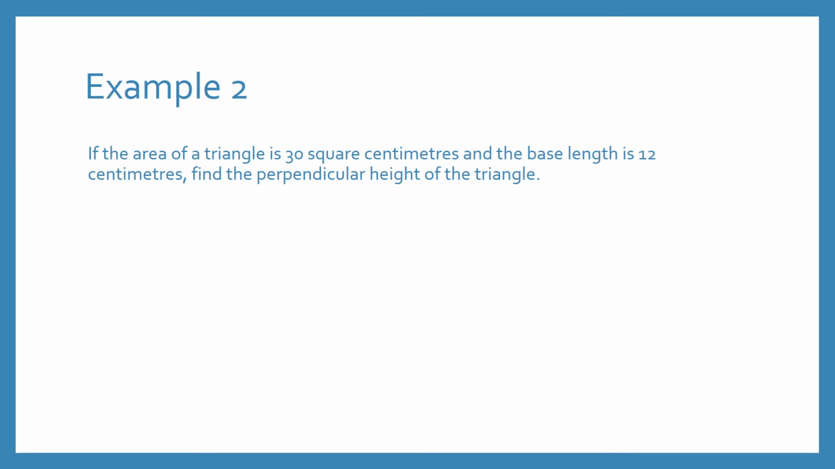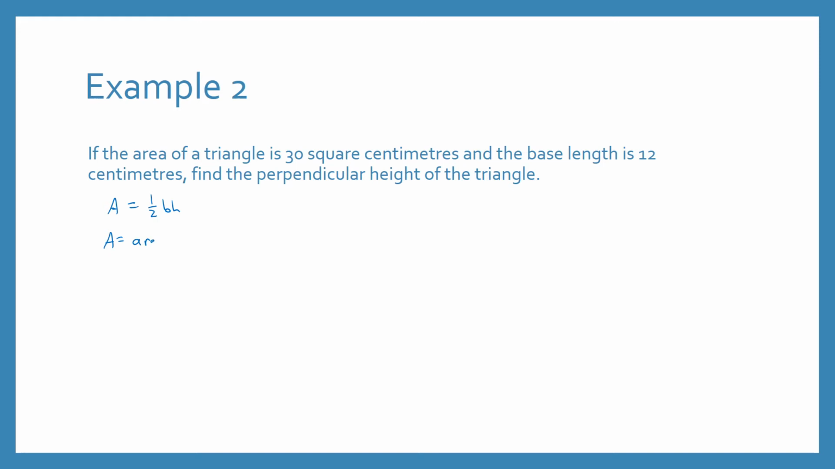Now this is our second question. It says, if the area of a triangle is 30 square centimeters and the base length is 12 centimeters, find the perpendicular height of the triangle. Now this question is using a formula we know. Area equals half times base times height in a triangle. Now because we're looking at how we can set out our equations really nicely when we're using worded ones, we can then define what each thing means.